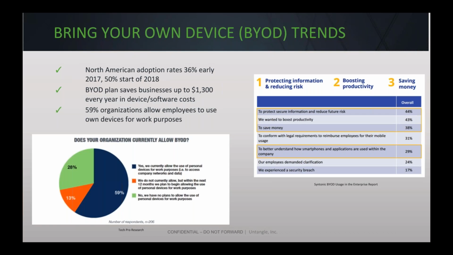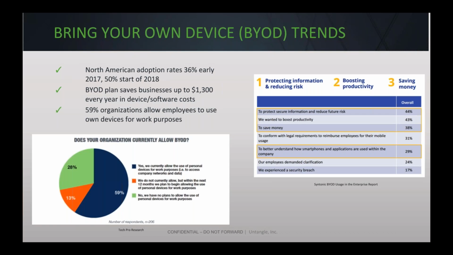and I'll show you how we set all that up. The little pie chart down here asks, are you currently allowing BYOD? It's a pretty big majority that is. You can see the little slice of green there: we have no plans to allow the use of personal devices for work purposes. That's a pretty small slice of pie, and it's shrinking. So this is becoming the new standard, not only in the corporate world, but it's also creeping into academia as well as K through 12 environments.